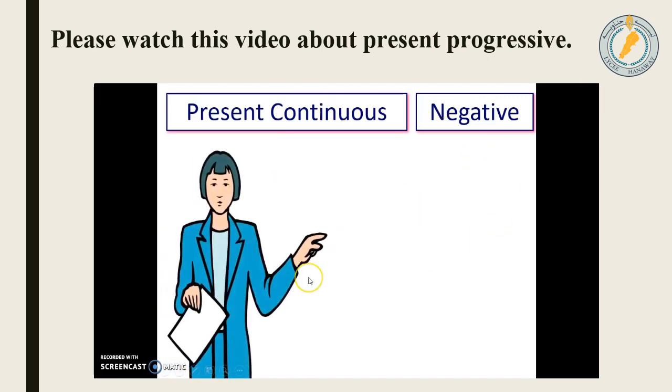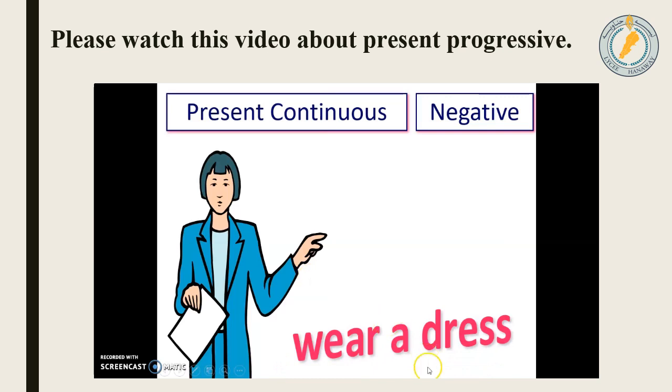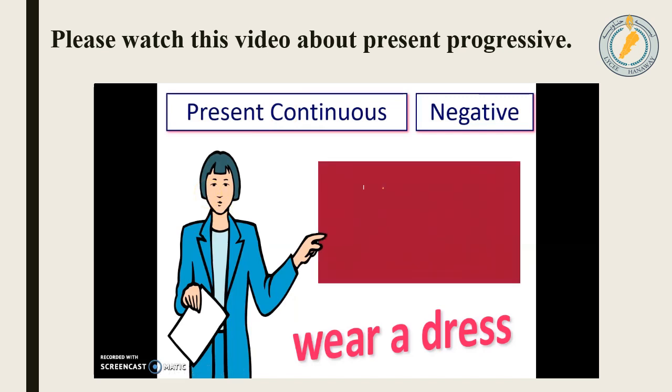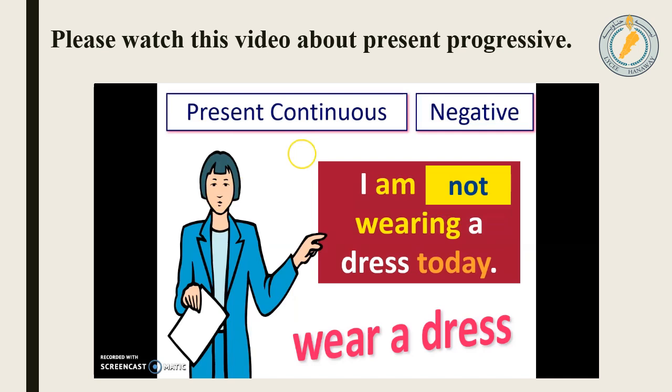Look at this woman. We have this phrase, wear a dress. Let's use this in a sentence using the negative form. Of course, using the negative form of the present continuous. She is talking about herself. So she says, I am not wearing a dress today. You see, she added not. Why? Because I have a negative form.